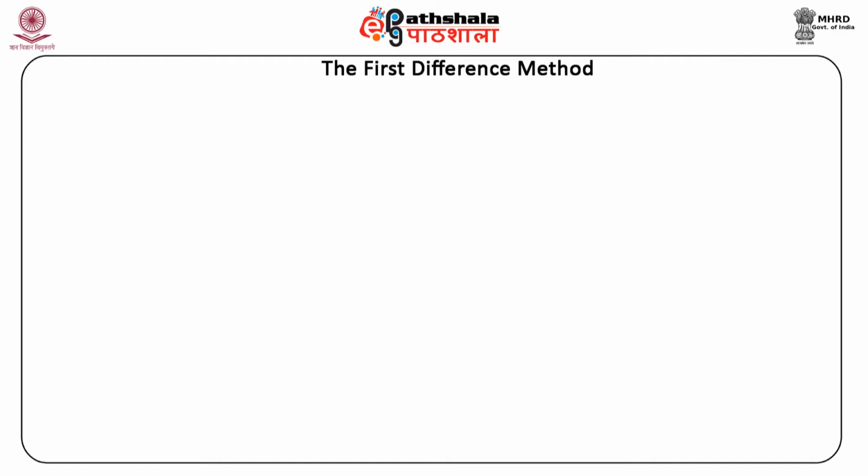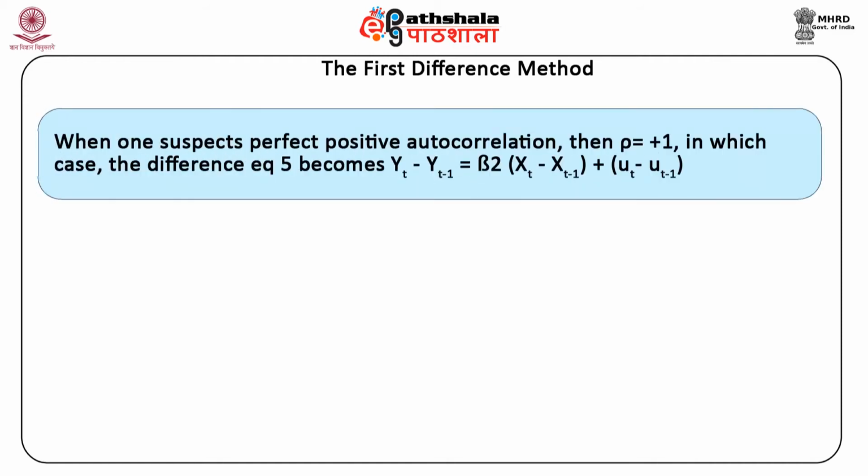The first difference method. When one suspects perfect positive autocorrelation, then rho is equal to plus 1, in which case the difference equation 5 becomes yt minus yt minus 1 equal to beta 2 into xt minus xt minus 1 plus ut minus ut minus 1, or we can rewrite it as delta yt is equal to beta 2 delta xt plus epsilon t.